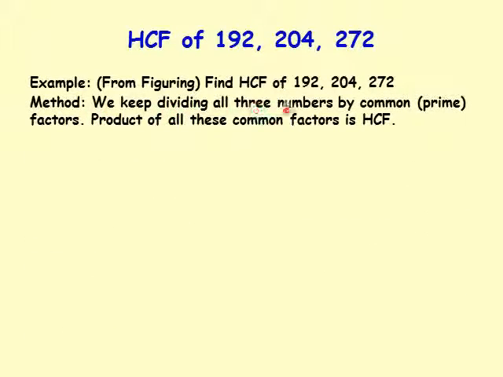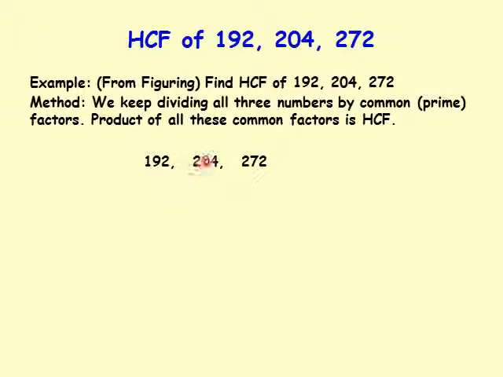We keep dividing all three numbers by common factors, which are usually prime. The product of all these common factors is the HCF. So we divide by a common factor, a factor which is common to all of the numbers. In this example, there are three numbers. Let's continue. So here is the example: 192, 204, 272.